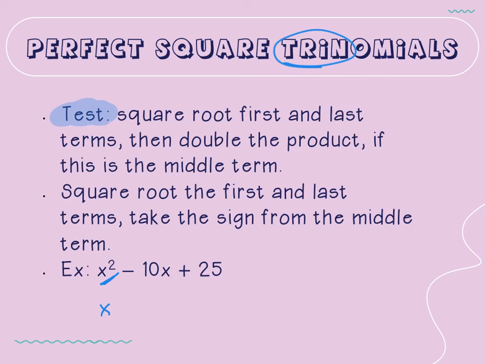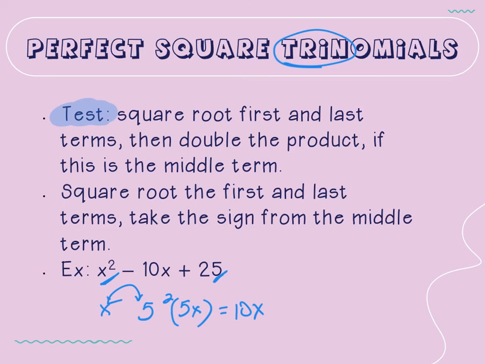Square root x squared and you get x. Square root 25 and you get 5. Multiply those two together, I'd get 5x. Double it, and I get 10x. This is a perfect square trinomial because that middle term is 10x. Ignore the plus or minus for that test.